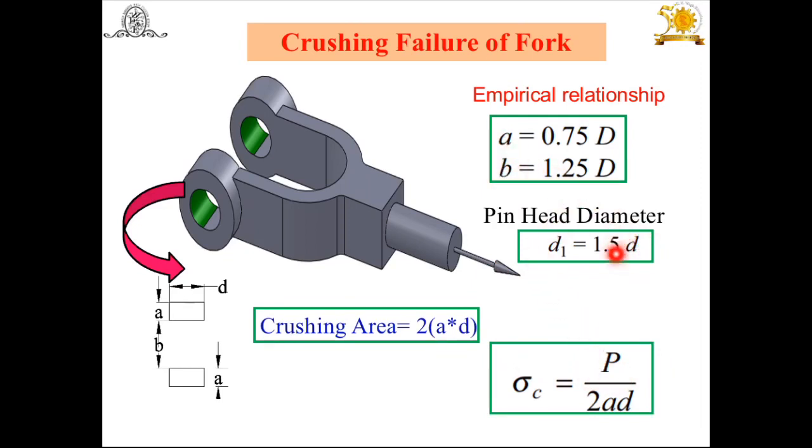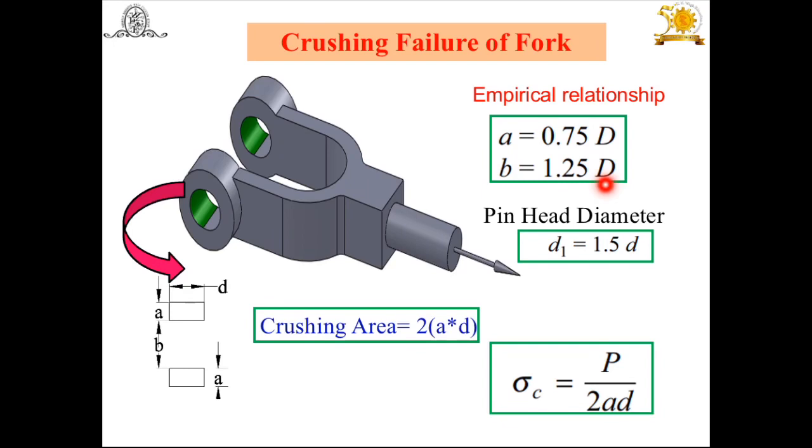But to find the other stresses induced in the eye and the fork, small d is required. But where will we get the value of small d? For that purpose, you have to design the knuckle pin against shear failure and bending failure. Try to understand. Once you know D, you will get the pin head diameter equal to 1.5 times D. That means to design a knuckle joint, the important requirement is that first of all you should know the capital D.